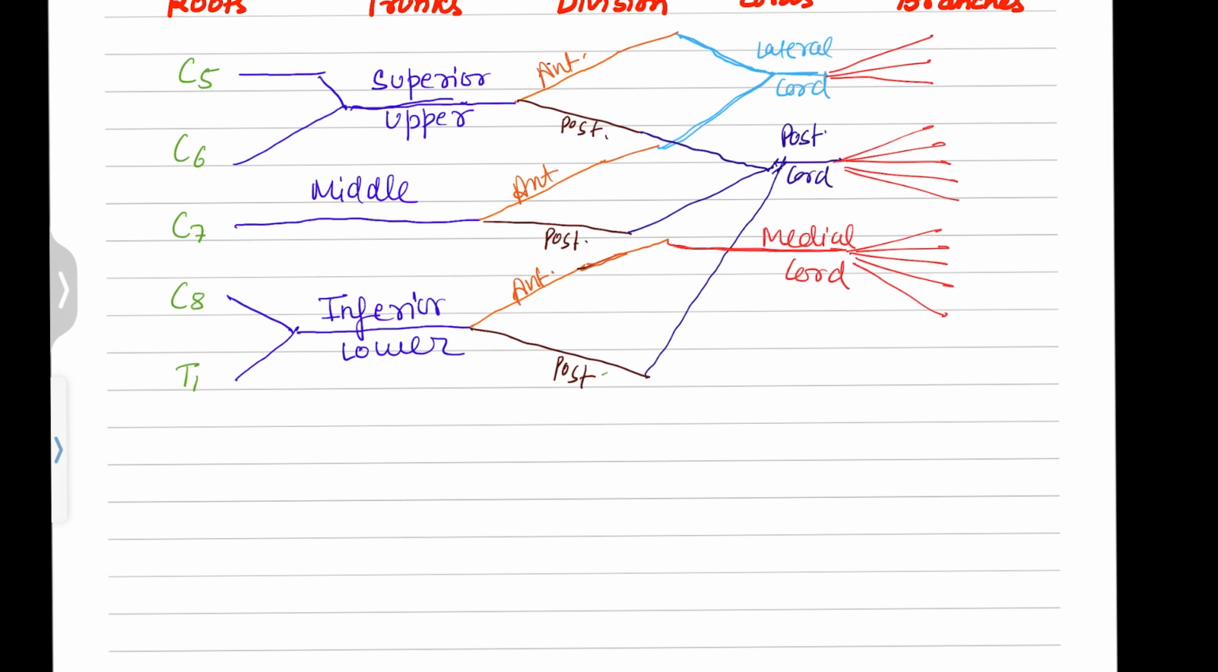Let me write it here only. The first would be for the lateral cord: you should follow the mnemonic LML.